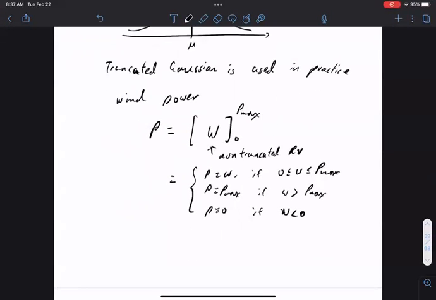This is just a way of thinking about power coming out of a more standard distribution. You take something that can go to infinity, so it can have a very wide range on both sides, and truncate it. Anything above P max, I hold at P max. Anything below zero, I hold at zero. And in the middle, P equals the untruncated random variable.